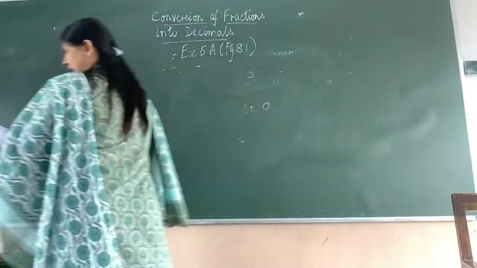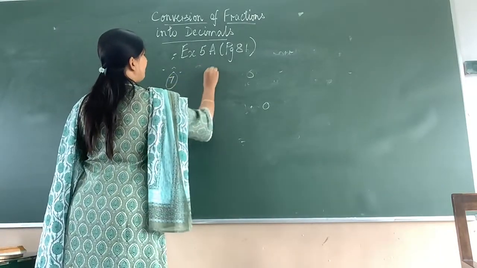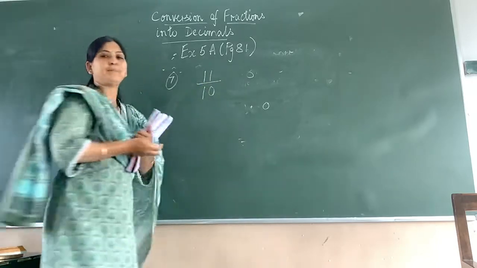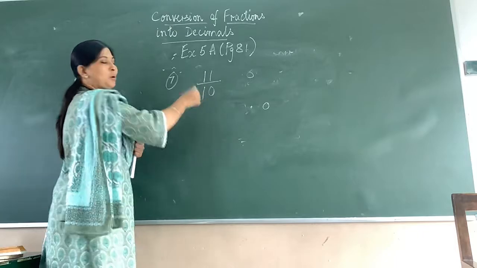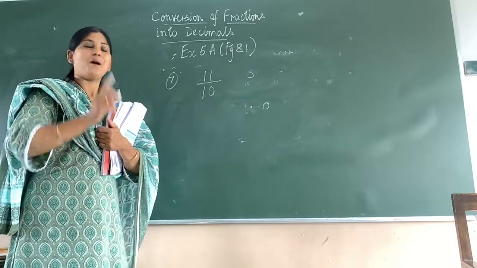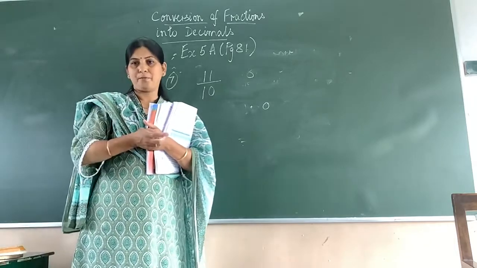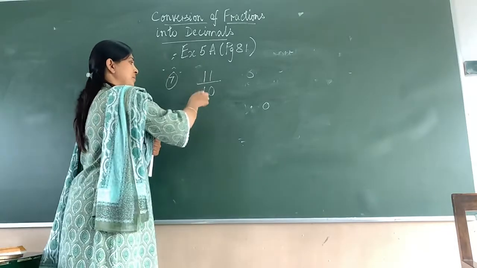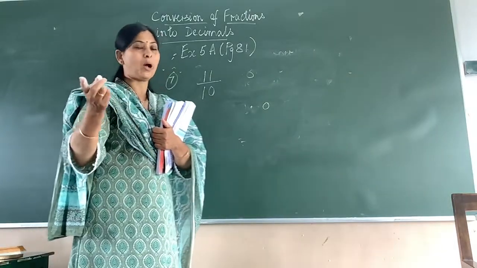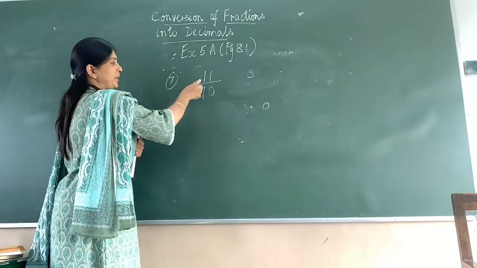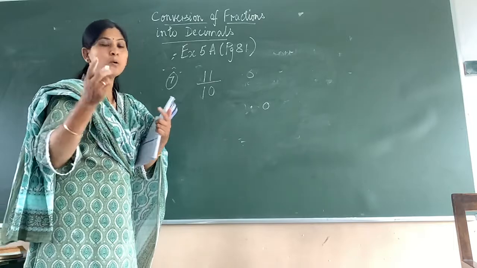Now let us take the 7th one. 11 over 10. See here, the numerator is more than the denominator. Whenever your numerator is more than the denominator, it is an improper fraction. It means it is more than 1. See, the numerator is more than the denominator. That means this number is more than 1.